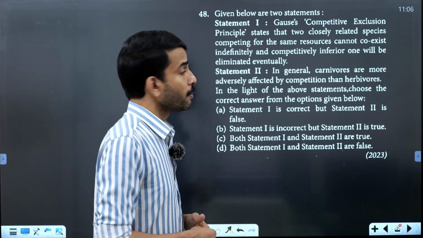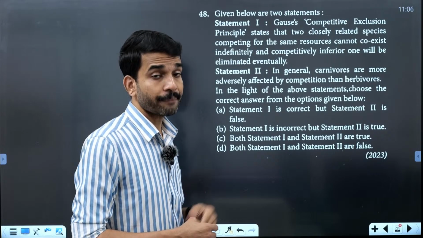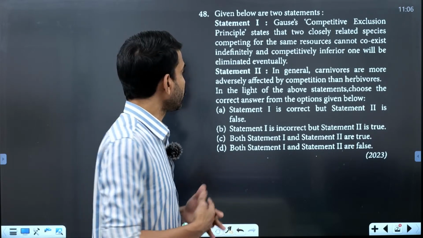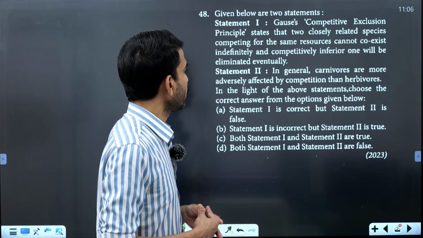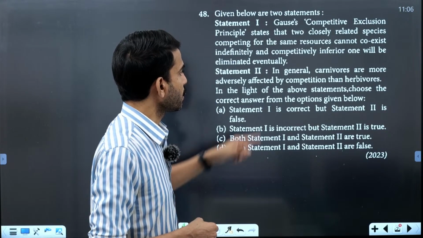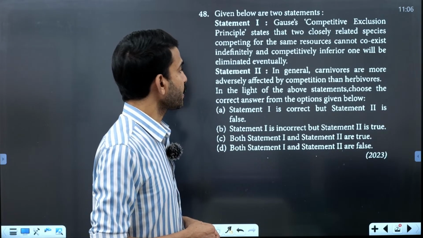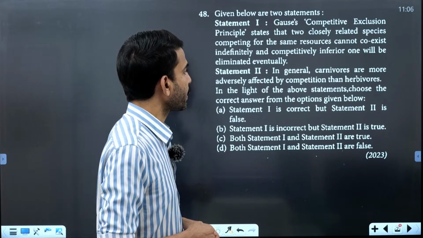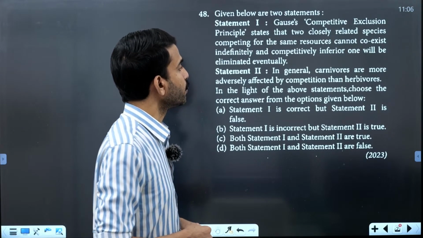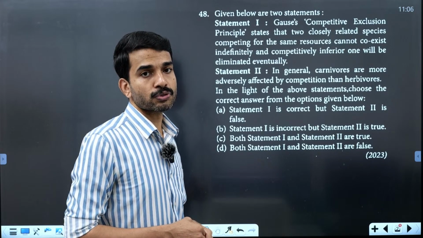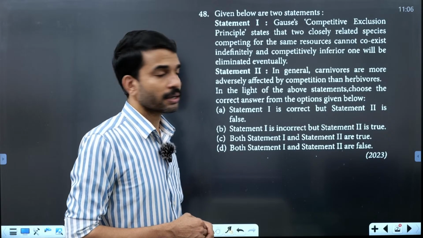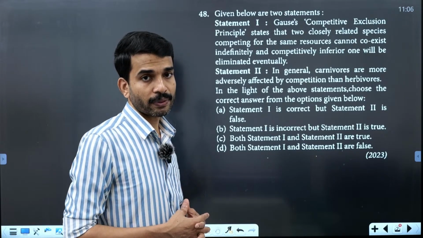That is true, but the second one is wrong. When we consider predation and also competition, they are telling that carnivores are more adversely affected by competition than herbivores. Sure, it is supposed to be carnivores, right? Just take it as because of food, right?